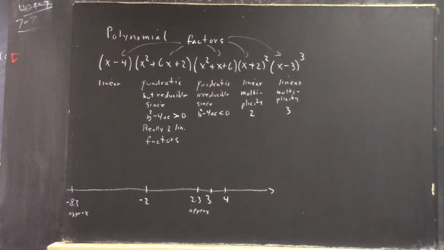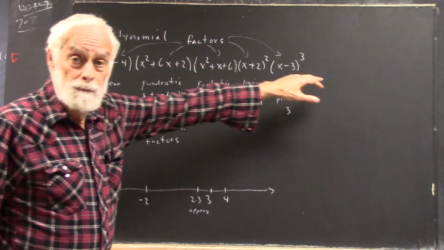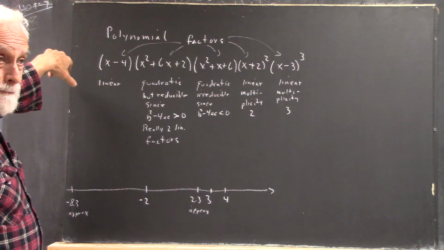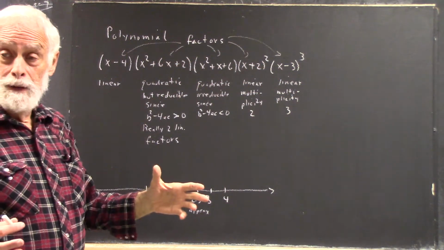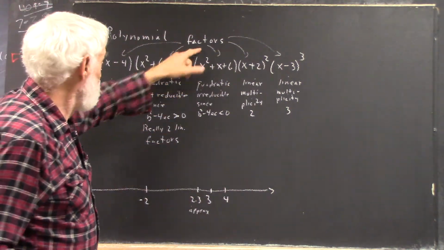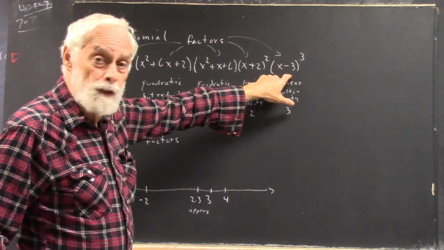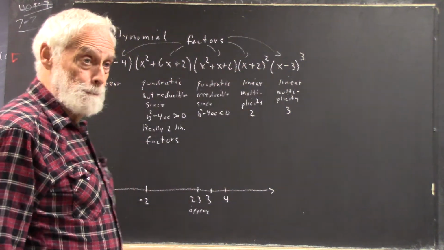Okay, we need to be clear about some terminology. Any polynomial can be written like this. It can always be factored into linear and quadratic factors. By factors, I mean this is a factor, this is a factor, this is a factor, this is a factor, this is a factor. Okay?